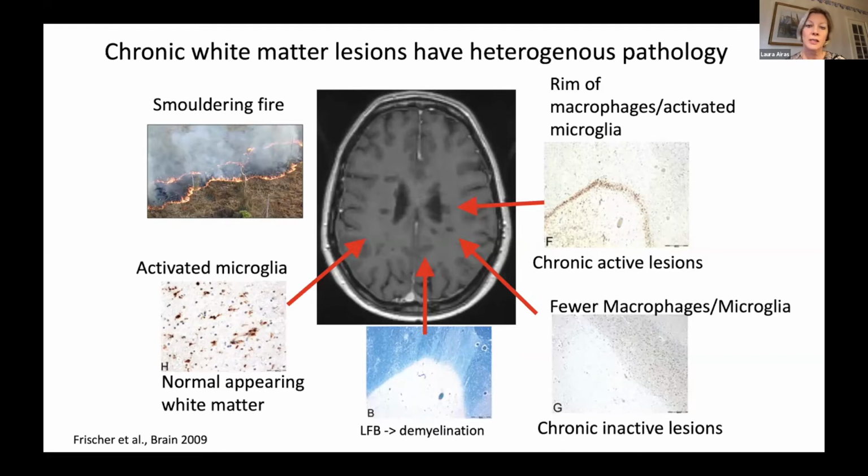So in the histological analysis, you see lesions with a rim of activated microglia, like here, and these can be called chronic active lesions. And then we have lesions with much less microglial activation at the lesion edge, and these are called chronic inactive lesions. But then there are also activated microglial cells in areas of the brain which look perfectly normal in the conventional MRI, in the normal appearing white matter.